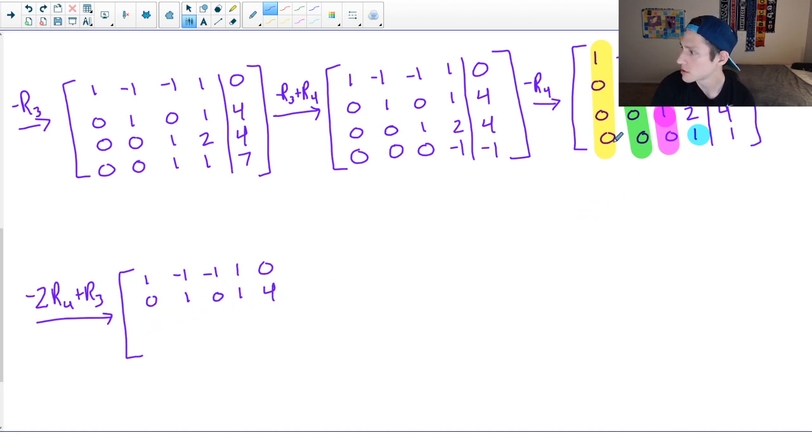Row 3 will change, so 0 times negative 2 plus 0 is 0. 0 times negative 2 plus 0 is 0. 0 times negative 2 plus 1 is 1. 1 times negative 2 is negative 2, negative 2 plus 2 is 0. 1 times negative 2 is negative 2, negative 2 plus 4 is 2. And row 4 stays the same.